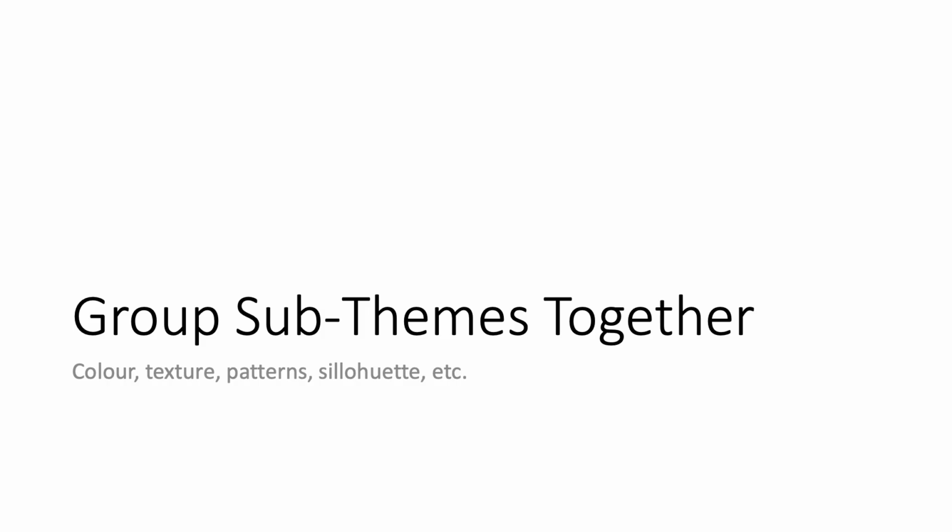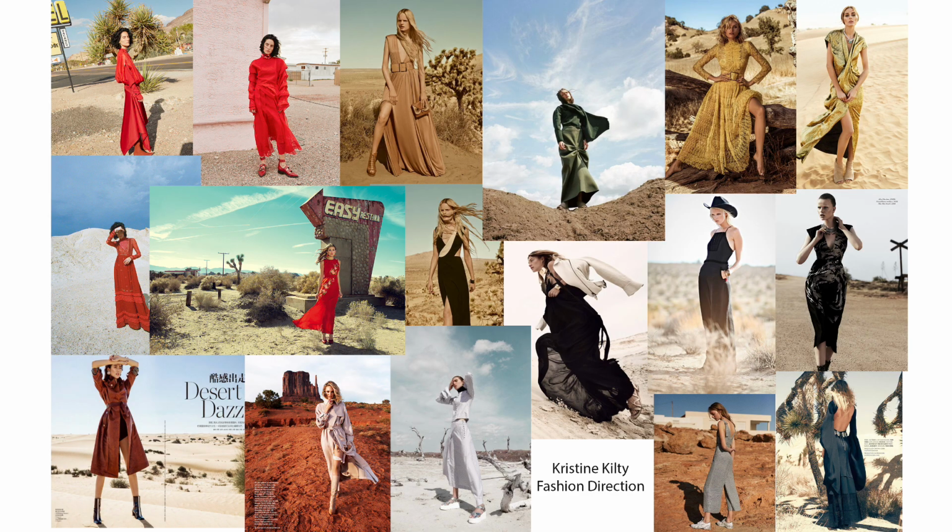Okay, let's get into grouping sub-themes together. You can do this for colour, texture, pattern, silhouette, etc. In the chapter, I mentioned it's helpful to group sub-themes together on the mood board, so I wanted to give you a visual reference for this. Again, this is a very subtle tip that can strengthen how people read your mood boards.